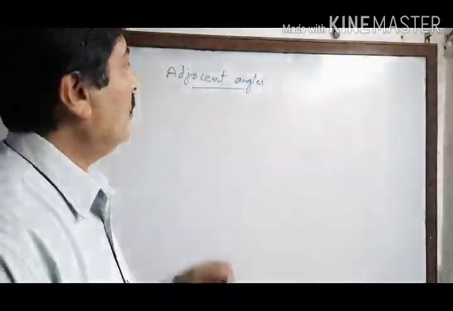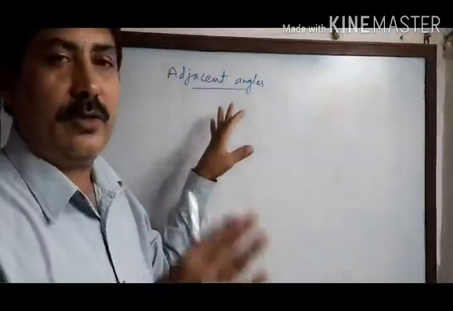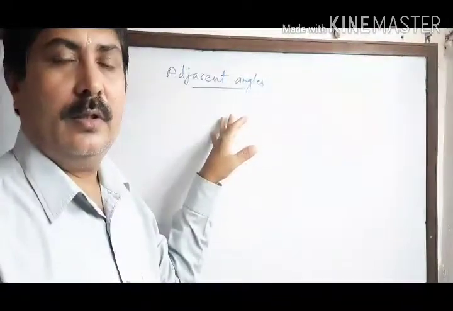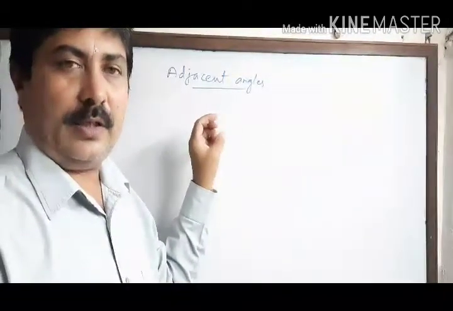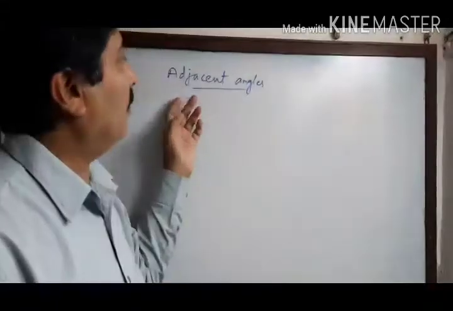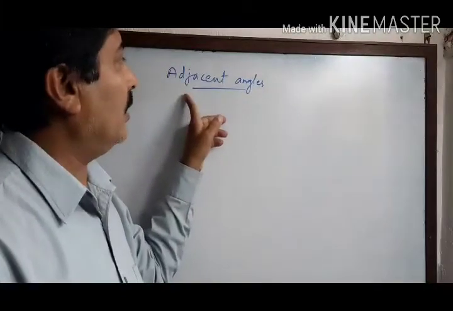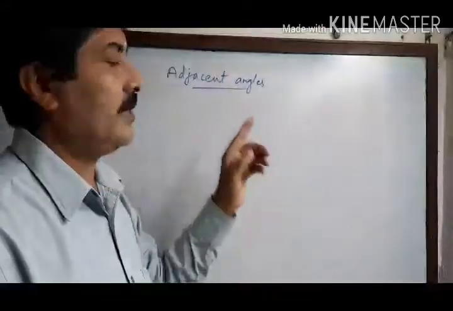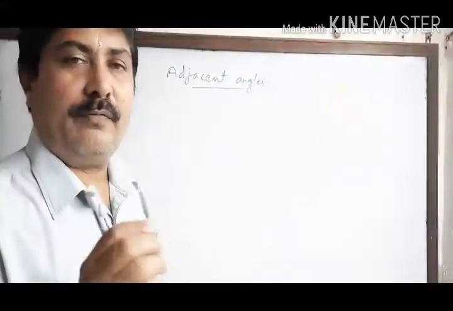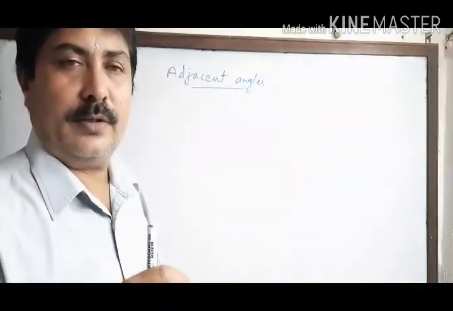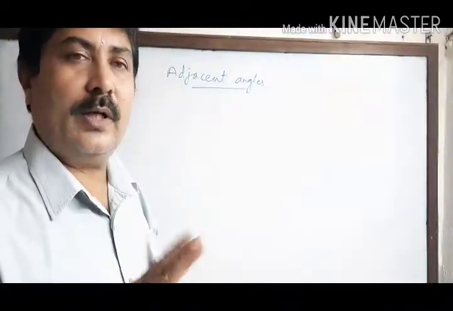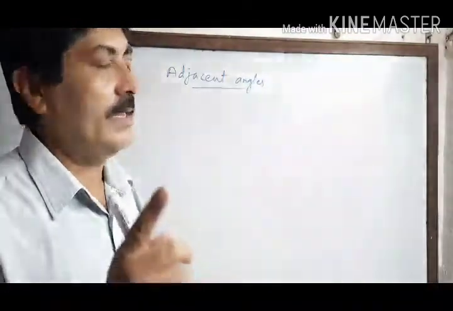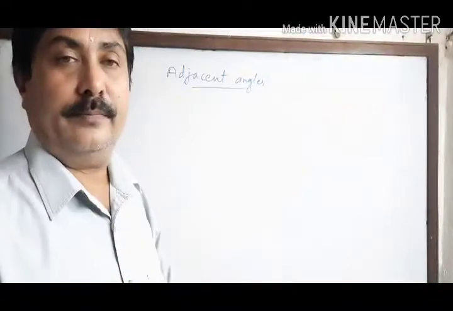Let's learn about adjacent angles. Now some types of angles. We are in the chapter lines and angles. So there, the first thing we are going to learn is adjacent angles. Adjacent angles means such angles which are formed at a common point, and both angles have a common arm.